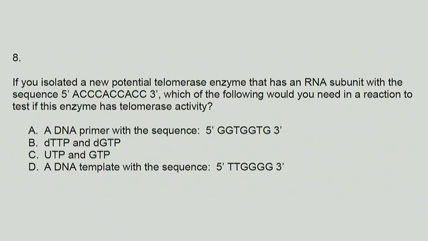B is deoxy TTP, deoxy GTP. And the reason you only need those two is because that's all that is going to be added to this DNA sequence, right? The only nucleotides in the RNA template are A and C, so the only nucleotides you need in the DNA that you're extending are T and G. Yeah. No, B is DNA, C is RNA. Telomerase is a reverse transcriptase that makes DNA. It uses an RNA template. Yeah.